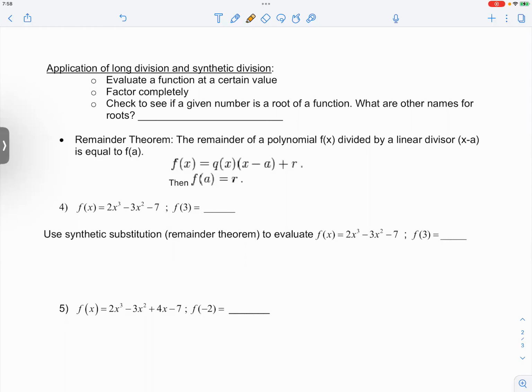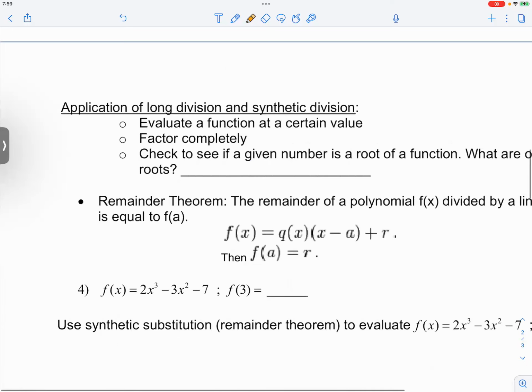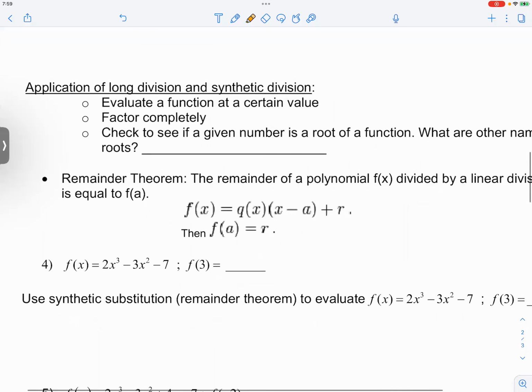Okay, so now we have a bunch of words right here. Let's go ahead and take a look. It says application of long division and synthetic division. Well, they are good because we can divide them, right? And if it happens to be a factor, it allows us to factor completely.